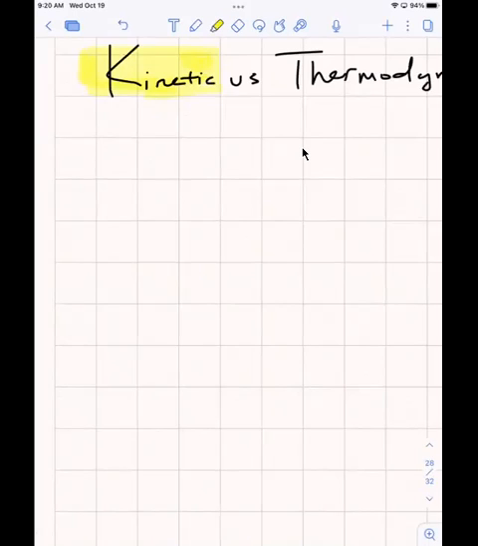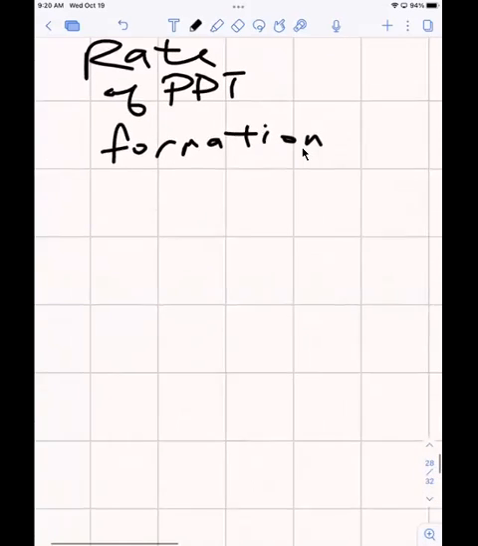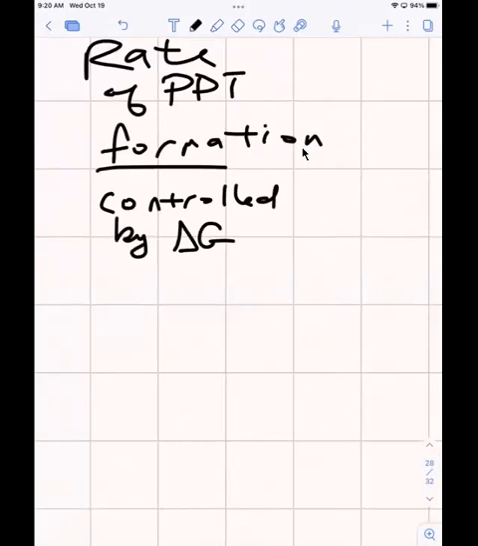Under kinetic control, right, we're concerned with the rate of product formation. And this is controlled by the activation energy, or delta G double dagger, right? That's what we're concerned about, the rate of product formation. All right.